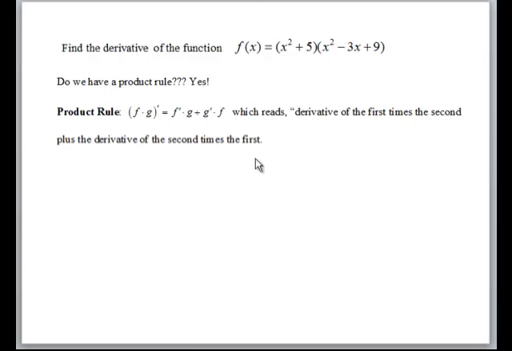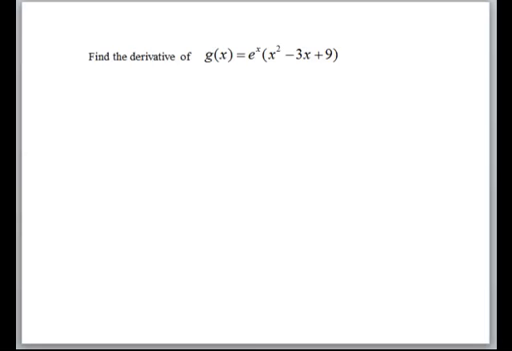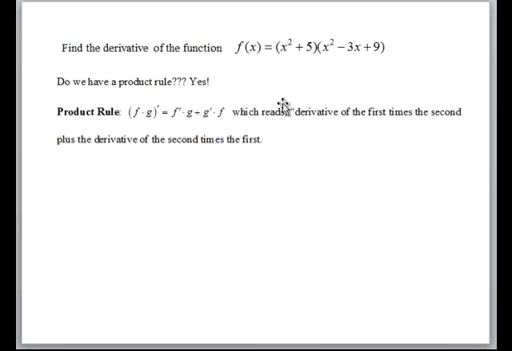And then of course we don't have the denominator. Okay, let's put this to use. Right here. So looking at our function f of x, again we're going to take the derivative of the first and then times the second. So the first is going to be x squared plus 5, and the second will be x squared minus 3x plus 9.